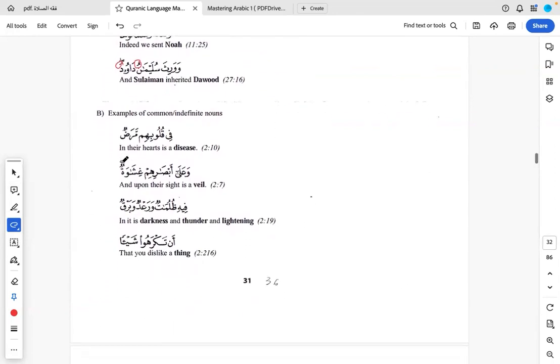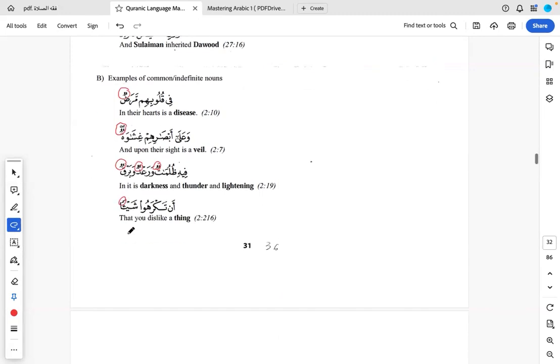Now some examples of common or indefinite nouns. في قلوبهم مرض. مرض is disease and it's indefinite, and this is why it has تنوين. وعلى أبصارهم غشاوة. Again, غشاوة is indefinite, so it has تنوين. فيه ظلمات ورعد وبرق. تنوين, because it's indefinite. أن تكرهوا شيئا. Tanween again because it is indefinite.